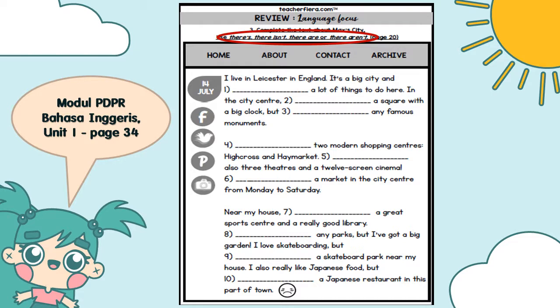I live in Leicester, in England. It's a big city and there are a lot of things to do here. In the city centre, there's a square with a big clock, but there aren't any famous monuments. There are 2 modern shopping centres, High Cross and Haymarket. There are also 3 theatres and a 12-screen cinema.